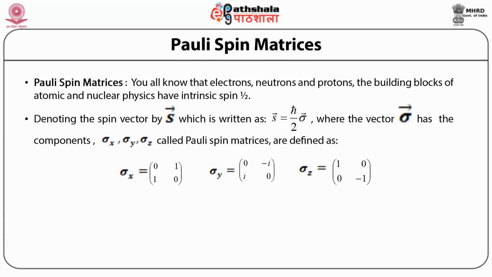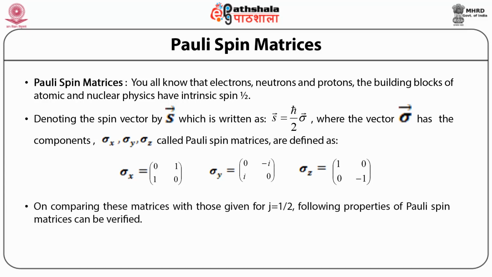Sigma y is equal to another 2 cross 2 matrix with first row being 0, minus iota and second row being iota, 0. Sigma z is equal to a 2 cross 2 matrix with first row being 1, 0 and second row being 0 and minus 1.